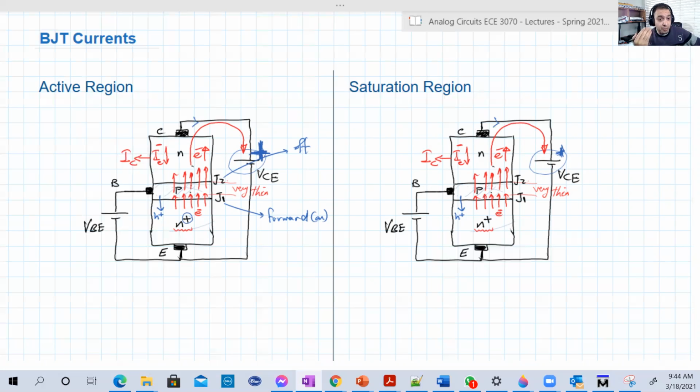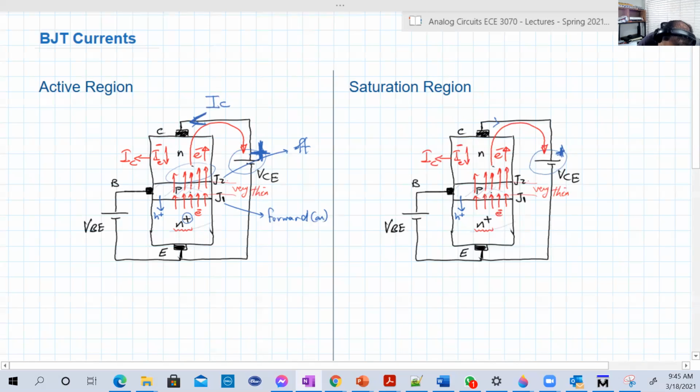Good. Since we have moving charges, electrons and holes, we have currents. We explored IC. We said that IC is basically these electrons going from the base to the collector, so the direction of the current is down, like this. This is IC. It is opposite to the direction of the electrons; this is the conventional way of describing current. So IC is basically the current of the electrons.